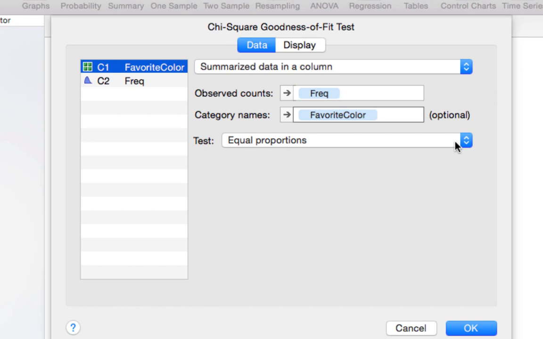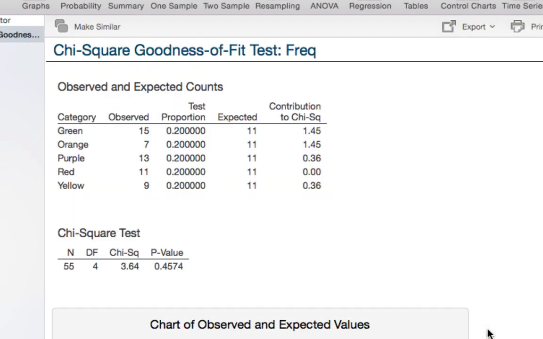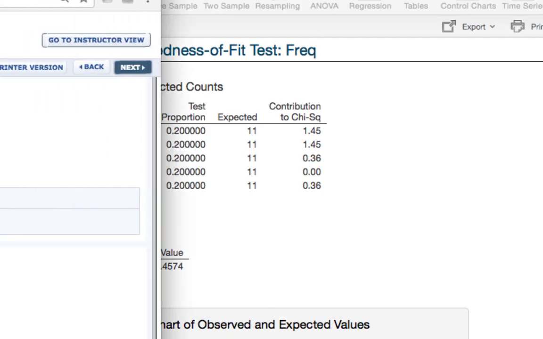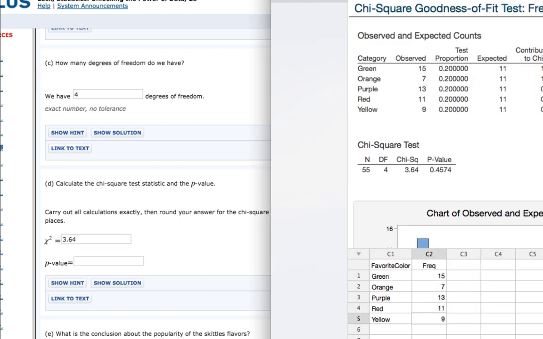The default is to test equal proportions, which is what we have in this case. Recall our null hypothesis was that all proportions were equal. We click OK, and this gives us our chi-square test statistic of 3.64. We'll go back to part D. Chi-square equals 3.64. Our p-value was 0.4574.